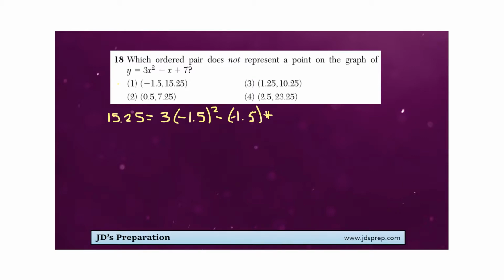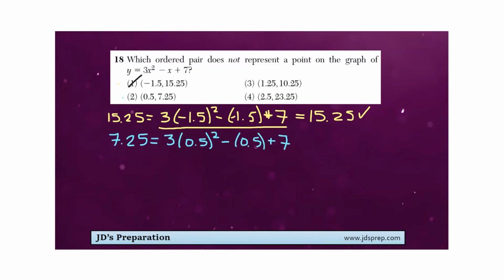And so to find out if this point lies on the graph, we have to see if this equation is true or not. And if you type into your calculator 3 times negative 1.5 squared minus negative 1.5 plus 7, you do in fact get 15.25. Therefore, that point does lie on the graph. So that's not the one we're looking for.